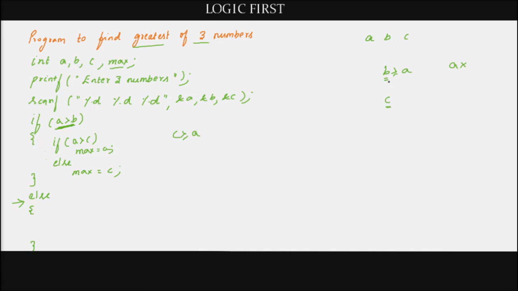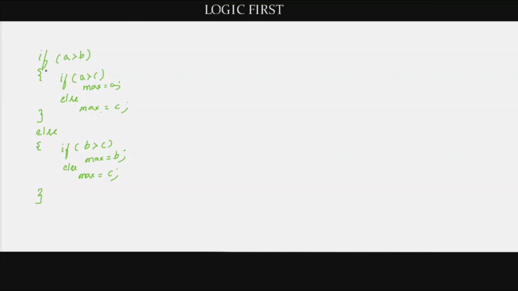So now let's compare B and C. Here, if B is greater than C, max is B. Otherwise, it has to be C. Finally, you can put a printf to print the max value. I have just added the main logic here. Let's just see some examples for A, B and C.